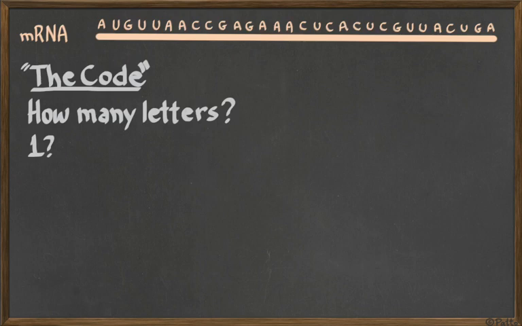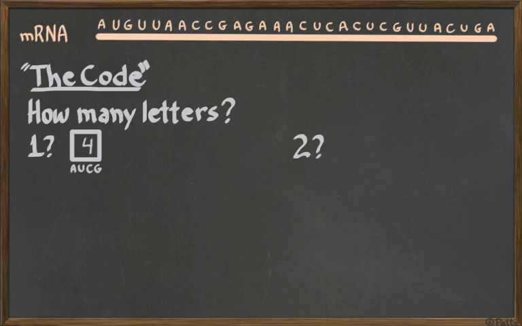If you have one-letter words and there are 4 different types of letters in the messenger RNA, A, U, C, or G, then there would be 4 possible combinations. In this case, 4 possible information codes. If you have A, you have one information, U, you have another information, C, another information, G, another information. So if the code was made by one-letter words, we would be able to code for only 4 amino acids. That's not enough. We need more than that.